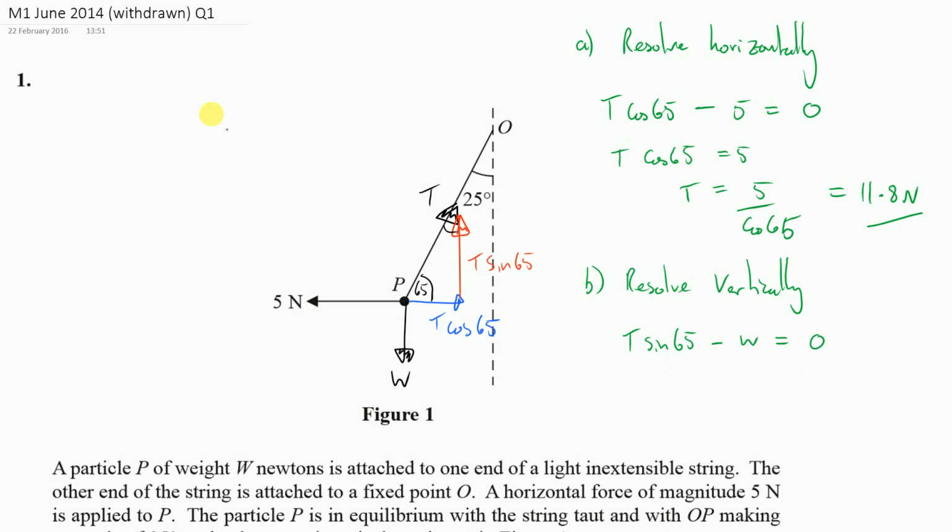I'm going to use my exact value from part A for this question, so instead of T I'm using 5 over cosine 65. Multiply that by sine 65 and rearranging at the same time, that can be set equal to W. Now I can throw this into my calculator at this point, or if I'm sneaky I spot that this is tan 65 in disguise, and 5 tan 65 tells me that W is equal to 10.7 newtons.